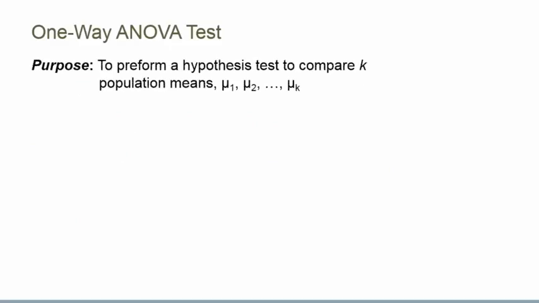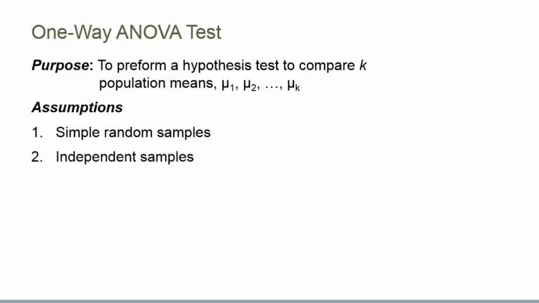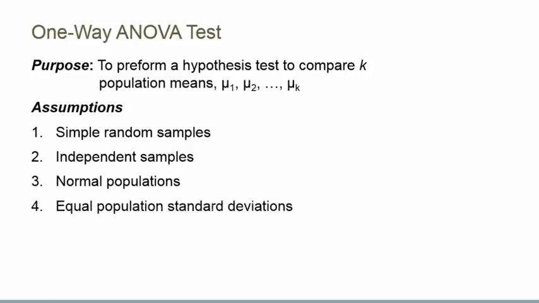One-way ANOVA test. Purpose: to perform a hypothesis test to compare k population means, mu sub 1, mu sub 2, up to mu sub k, depending on how many populations you have. Assumptions. 1. Simple random samples. 2. Independent samples. 3. Normal populations. 4. Equal population standard deviations.